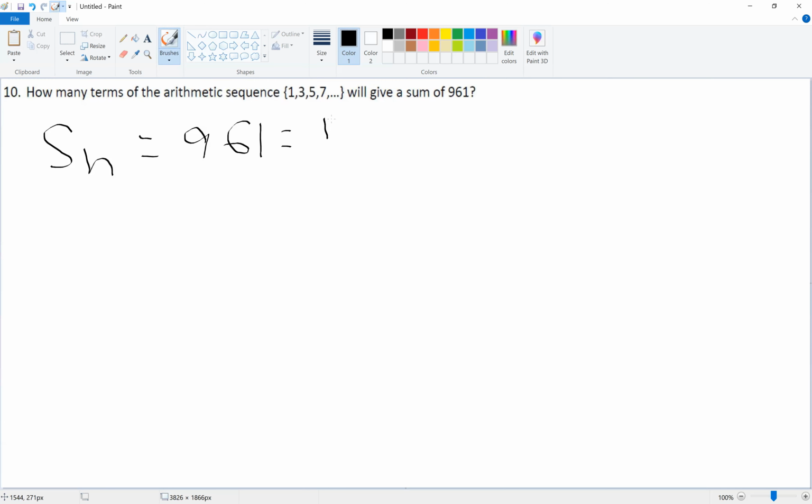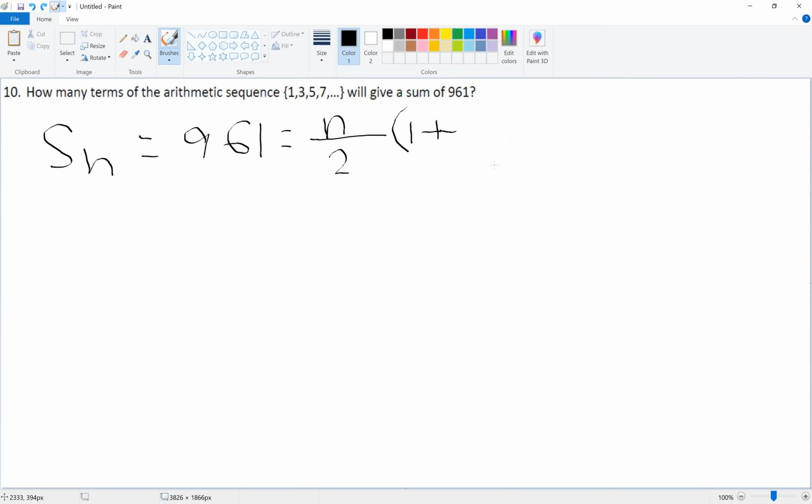So 961 equals n over 2 times 1 plus 961. And then I just solved for n. Wait, wait. 1 plus 961? Isn't this the last term? Oh, right. Yeah. Then I don't know how to do it. 961 is the sum. All right. Anybody else tried this?